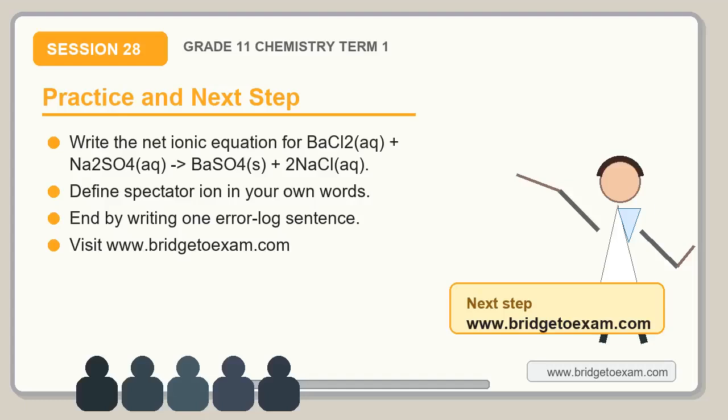Task 1. Write the net ionic equation for BaCl2 (aq) plus Na2SO4 (aq) gives BaSO4 (s) plus 2NaCl (aq). Task 2. Define spectator ion in your own words. Task 3. Explain why net ionic equations are shorter than complete ionic equations. At the end of your study, write one sentence beginning, "The chemistry idea I must remember is."